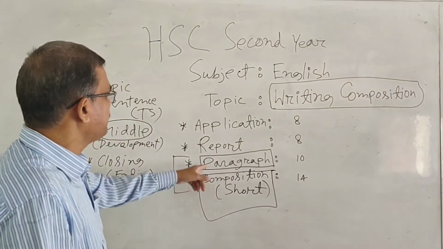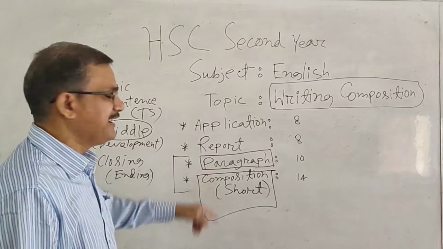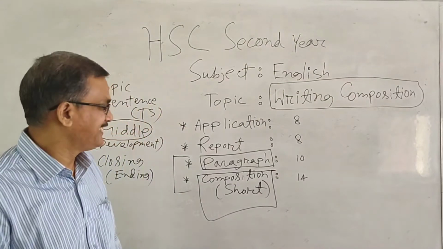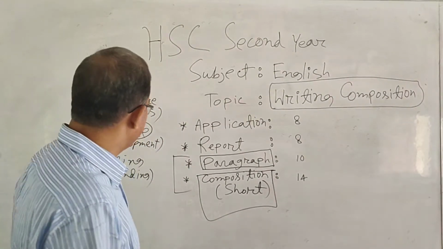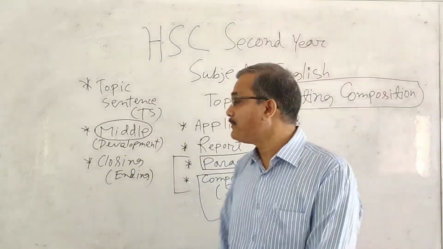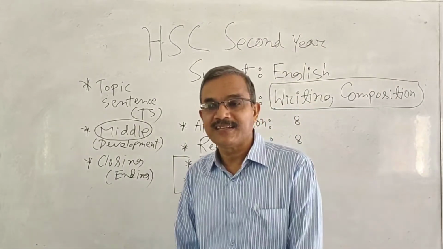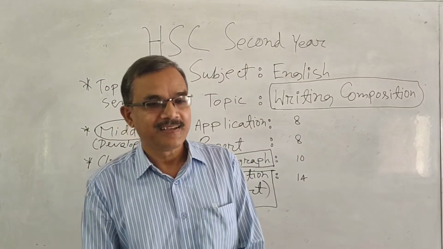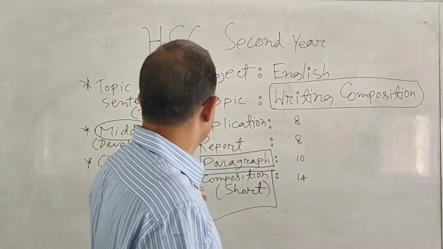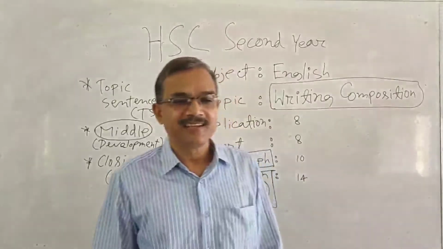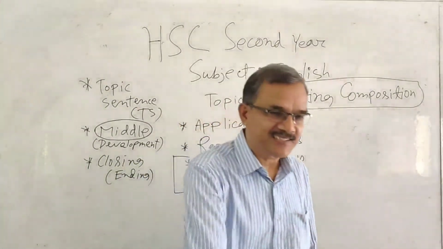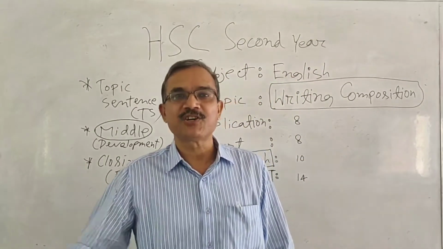Paragraph is elder brother and paragraph is younger brother and short composition is elder brother. I think you understand the example. So again, for the development of your composition, there are no separate methods. The method is the same. If you develop your paragraph writing, you must develop your short composition writing. In the same way, paragraph first, composition next. First comes paragraph, then comes short composition.